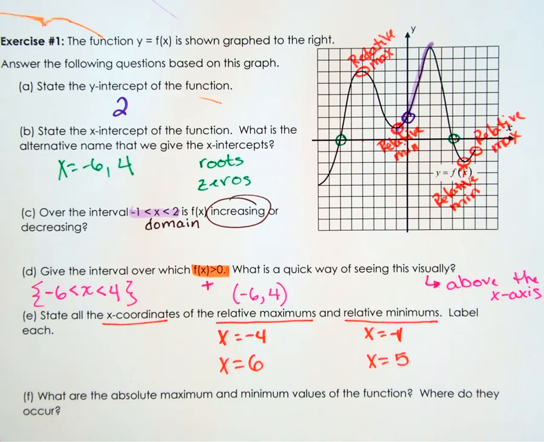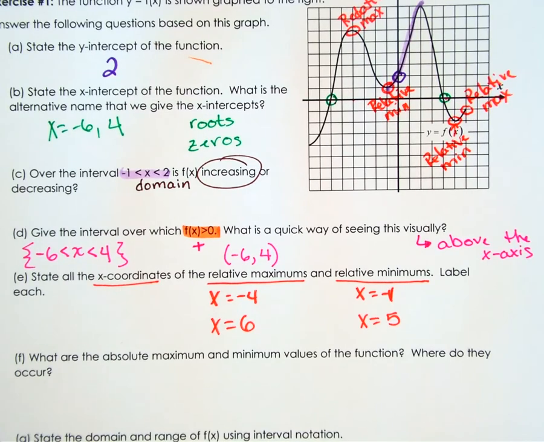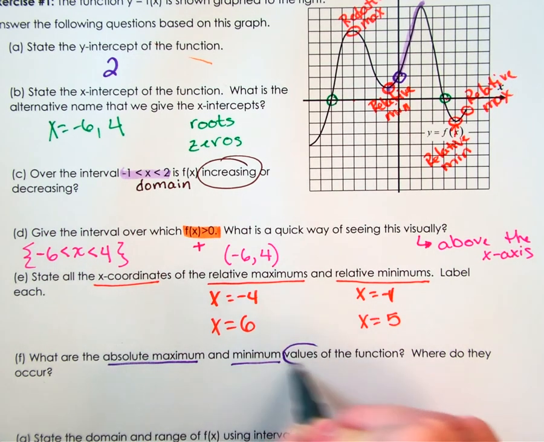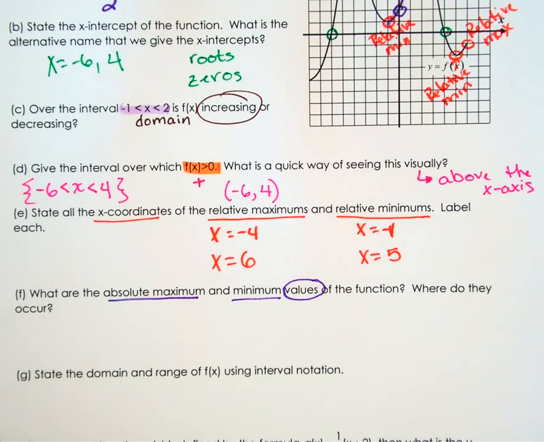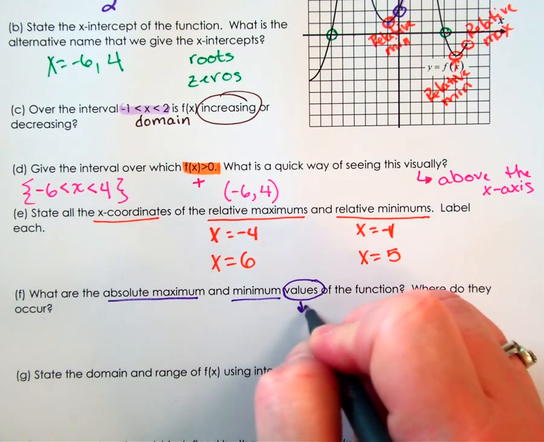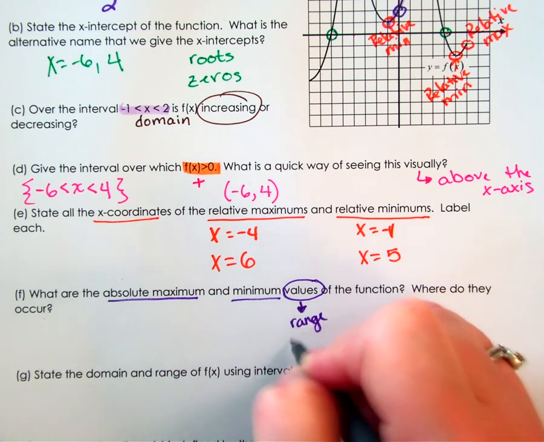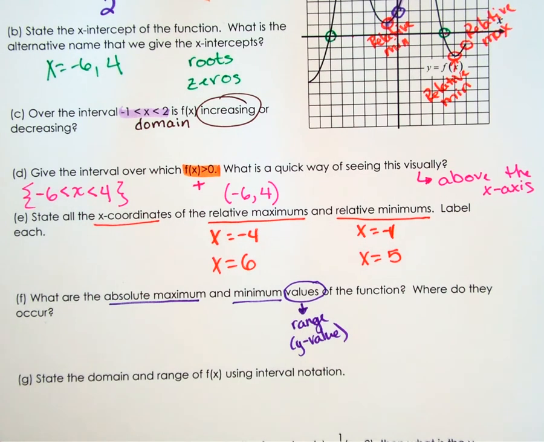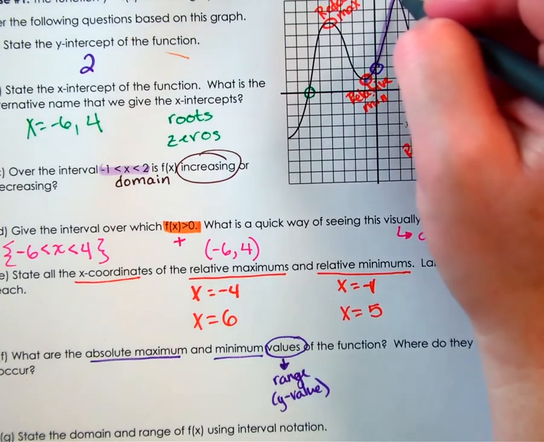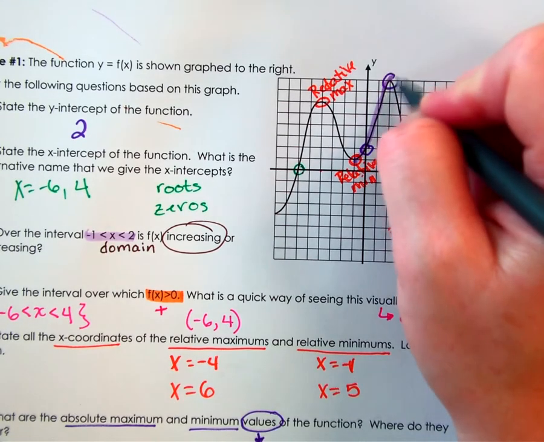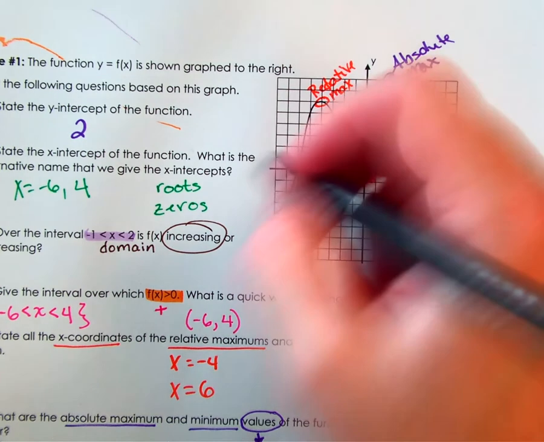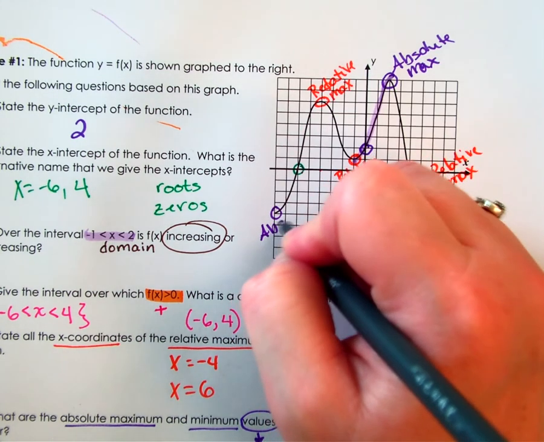So what are, our next question there, what are the absolute maximum and minimum values of this function? Where do they occur? So the absolute max and min values, when they phrase it that way, they want the range or your y value. They want to actually know how high it gets. All right. So let's take a look. Here is, move that down so you can see my graph. Here's my absolute max. Didn't tell me to label, but I am, just to help drive the point home what they are.